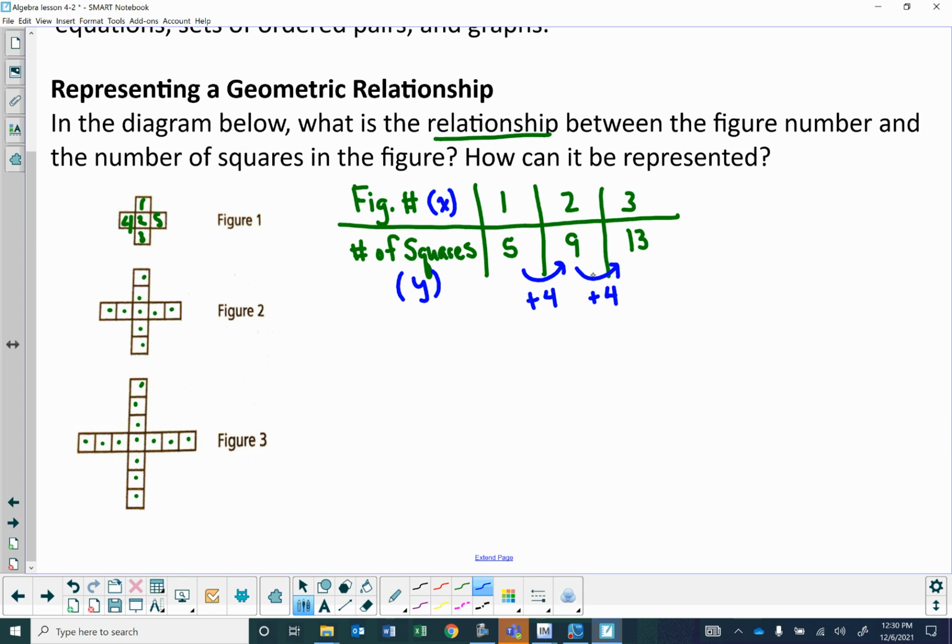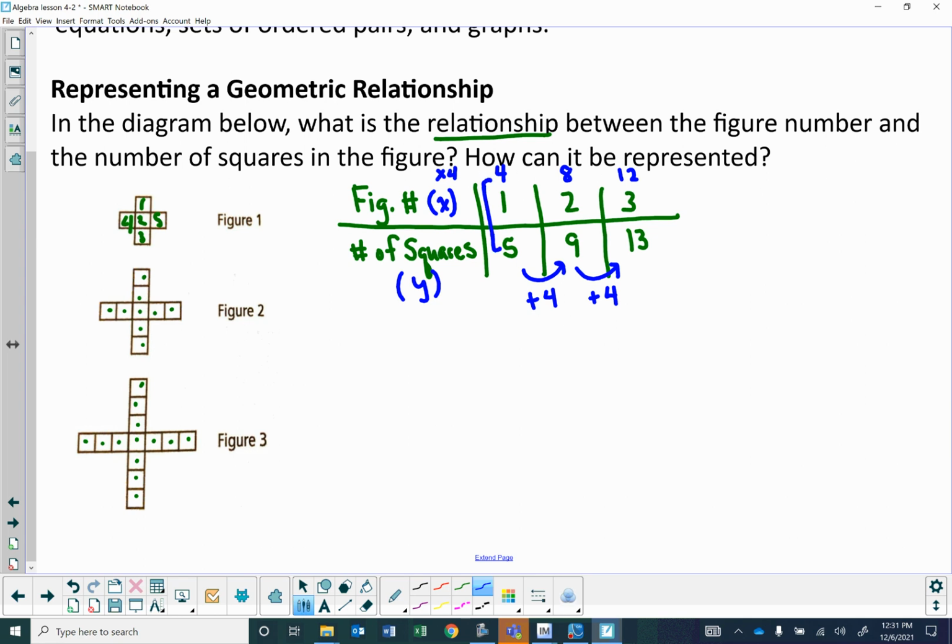Since I know that each figure is jumping up by 4 squares, I'm going to take my figure number and multiply it by 4. So 1 times 4 is 4, 2 times 4 is 8, 3 times 4 is 12. And now I'm going to see, is there a relationship between my new figure number in blue and the number of squares in green.